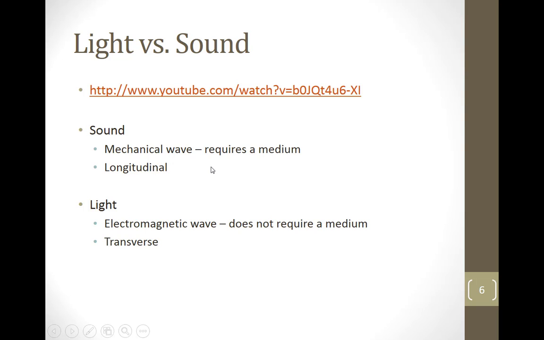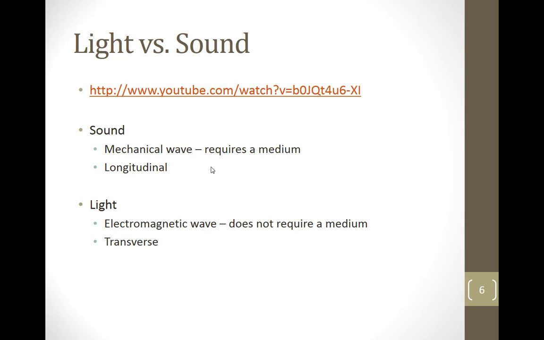Sound is a good example of a mechanical wave. Mechanical waves require mediums. All longitudinal waves are mechanical waves. Okay, so all longitudinal waves require mediums, which is why in that video, when they pull the air out of the bell jar, you can see it ring, but you can't hear it. There's no medium left, so the sound wave can't propagate.